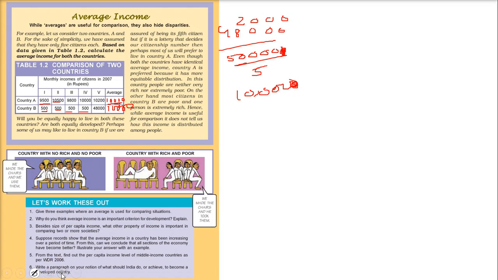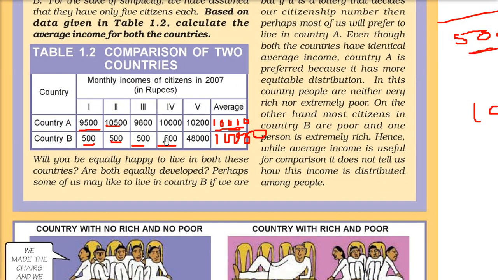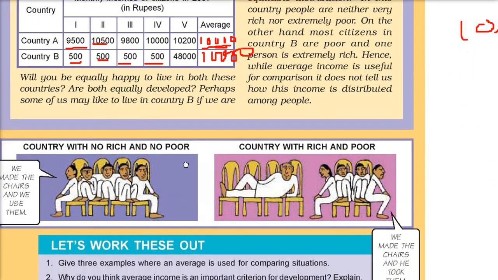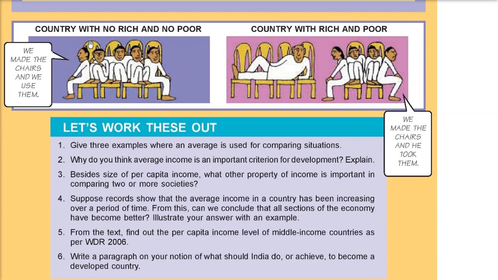Now the disparity here is that this data is showing that in this country the average income is 10,000, but 4 out of 5 are earning only 500 rupees. These 4 people are poor. Only one is rich. This is how it is hiding the disparity. It is a useful comparison, but not that good. I'll show you with pictures now.